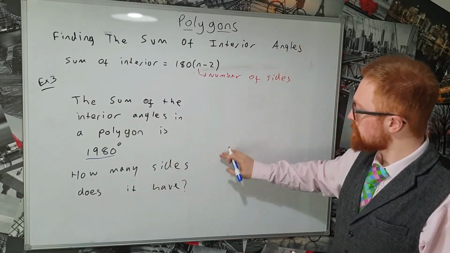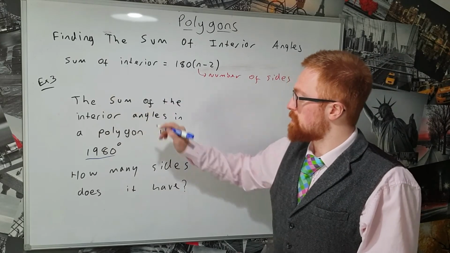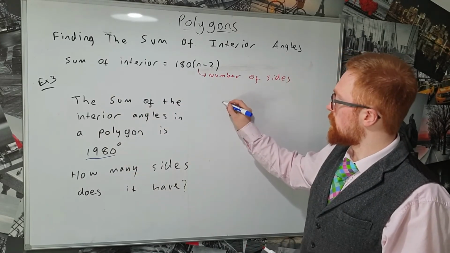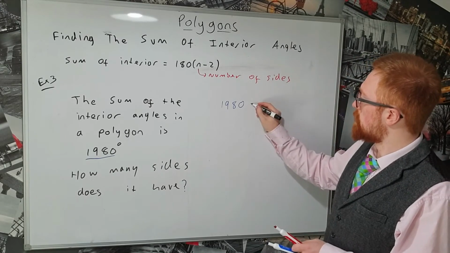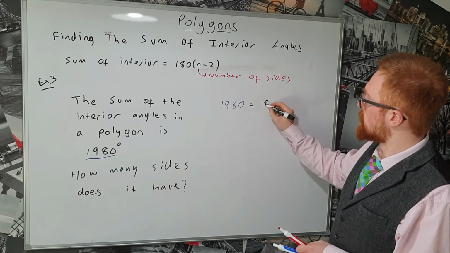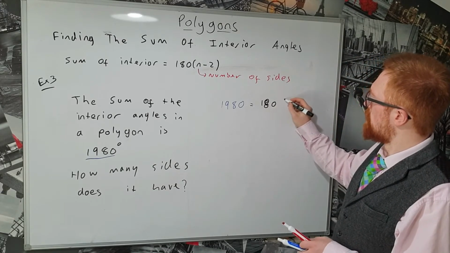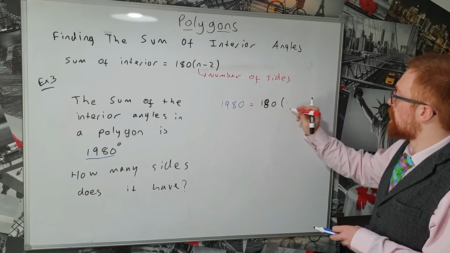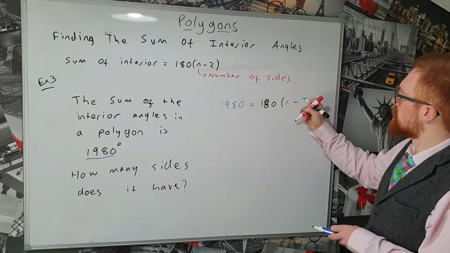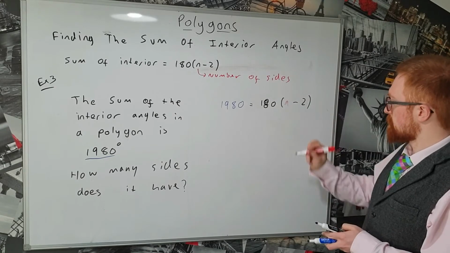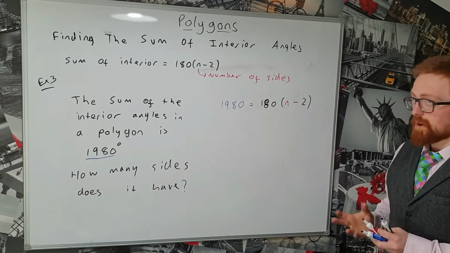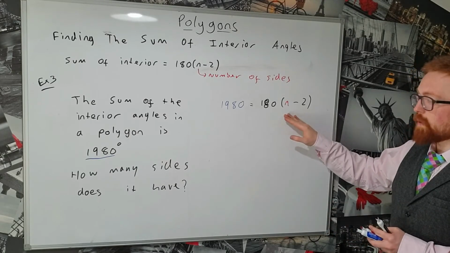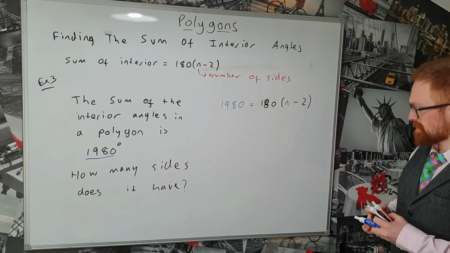So what does that look like? Well, the sum of the interior angles is 1980, and that is equal to 180 times n minus 2. Okay, now we've got to take a few extra steps here because this is an equation that needs solving.